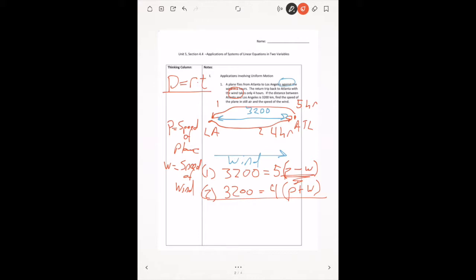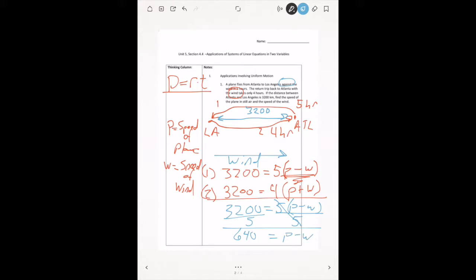What I'm going to recommend instead, as a little side note, so I'll change colors here. What if we took 32,000 equals 5 times (p minus w), and instead of distributing 5, what if I divided both sides by the 5? What would happen here? Well, that would cancel out, and 32,000 divided by 5 is 640, and so what are we left with? 640 equals p minus w.